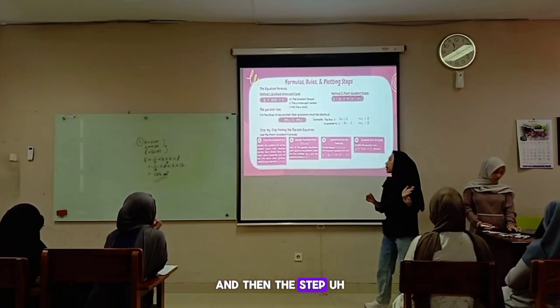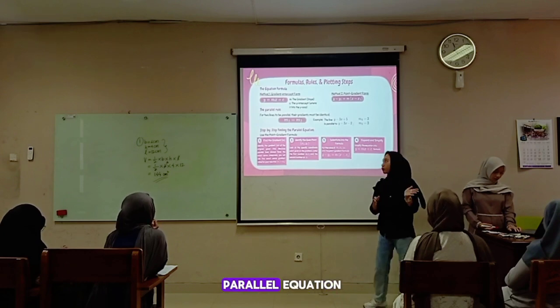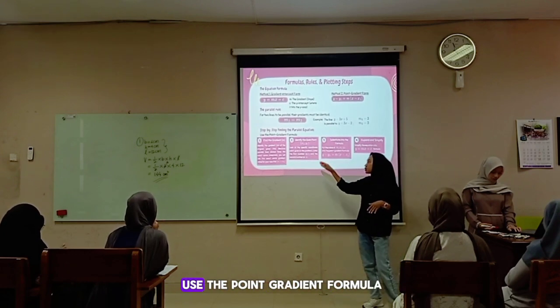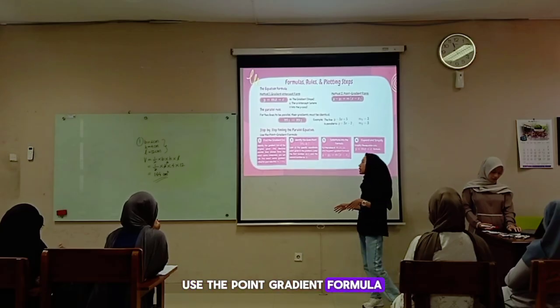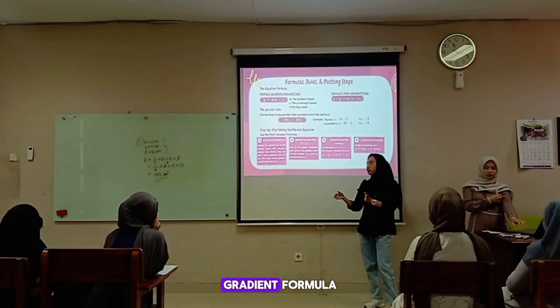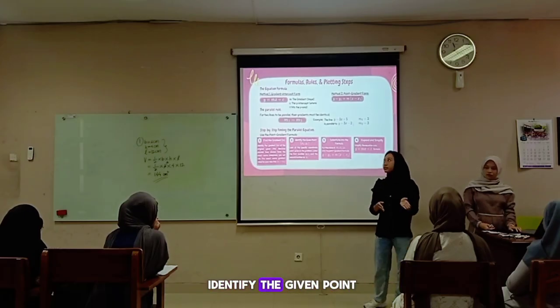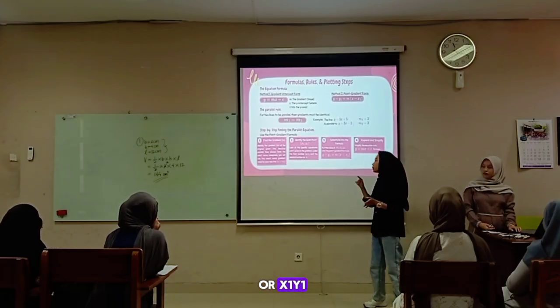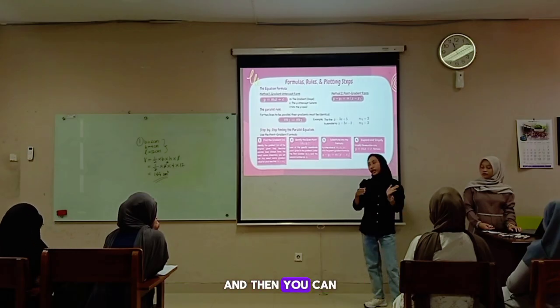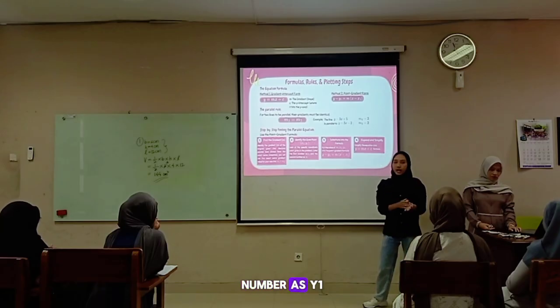And then the step by step for finding the parallel equation, we have 3 steps. The first one is to use the point gradient formula. Step number 1, you find the gradient or the m using the gradient formulas, and then you identify the given point x1, y1. You look at the specific coordinate point given in the problem, and then you label the first number as x1 and the second number as y1.